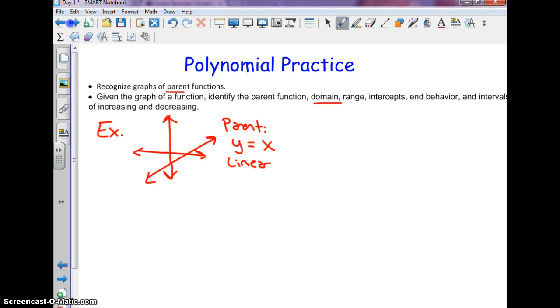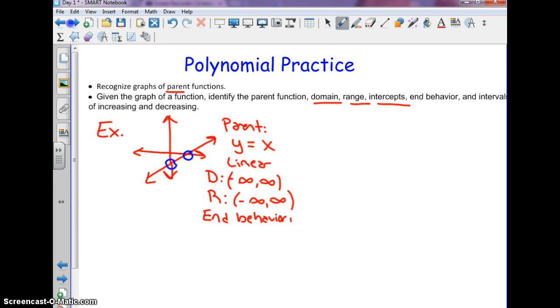I also know that, let's see, domain and range are going to be negative to positive infinity. And I also know that my intercepts, I have an x-intercept on the x-axis. I have a y-intercept on the y-axis. I know that my end behavior is down and then up.